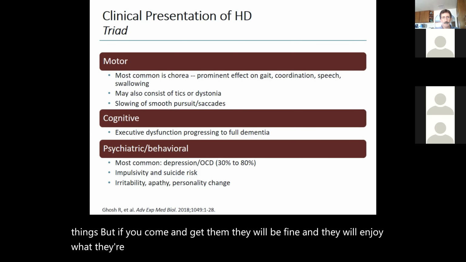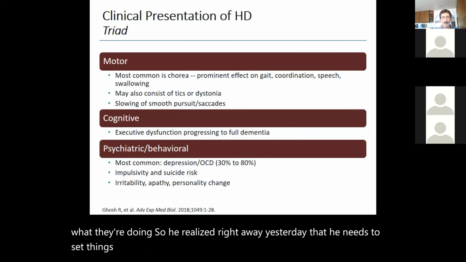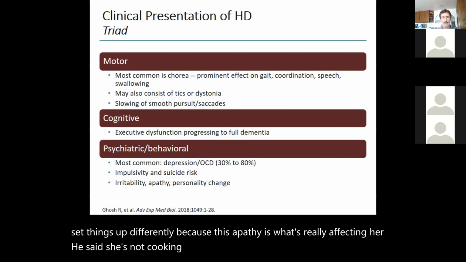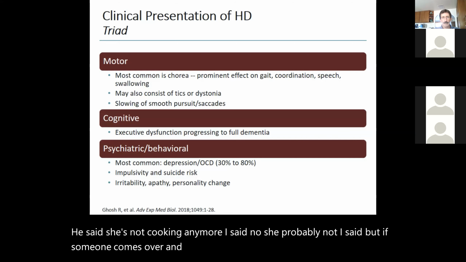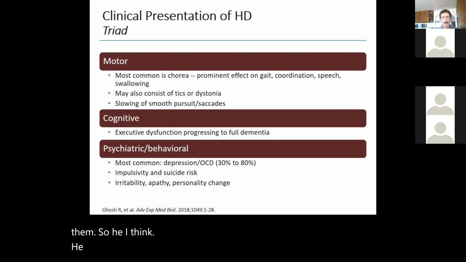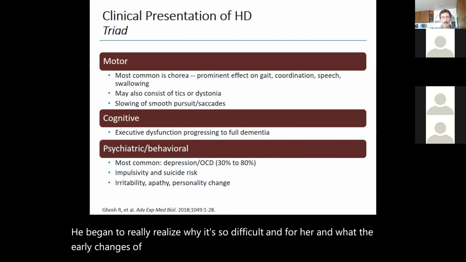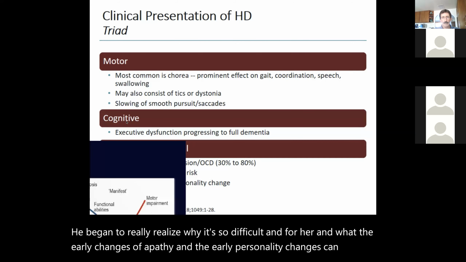So he realized right away yesterday that he needs to set things up differently, because this apathy is what's really affecting her. He said, she's not cooking anymore. I said, no, she's probably not. But if someone comes over and cooks with her, she probably will cook with them. So I think he began to really realize why it's so difficult for her, and what the early changes of apathy and the early personality changes can actually mean to their lives.